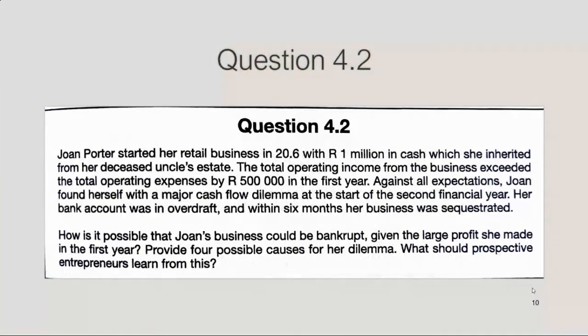So what do you guys think? What could have potentially happened? Ma'am, can you hear me? Yes. Could it have been that you might have overspent in the second year by any chance?